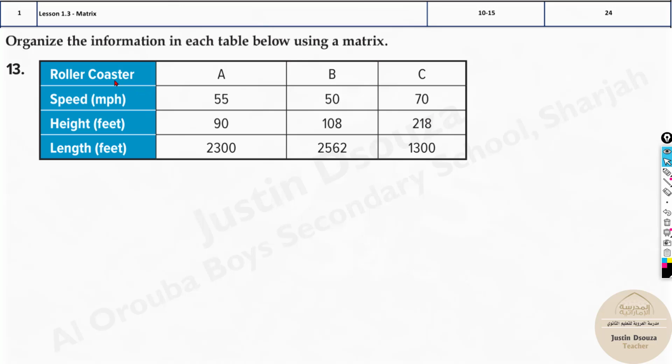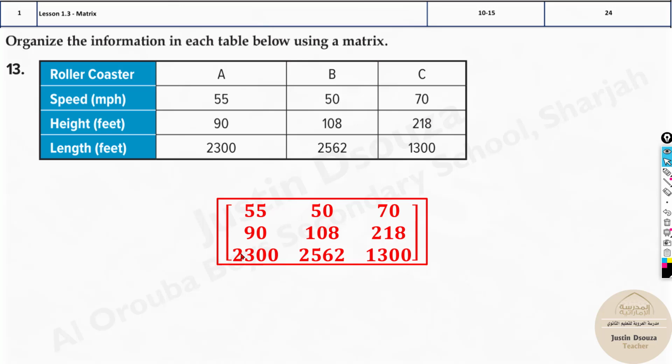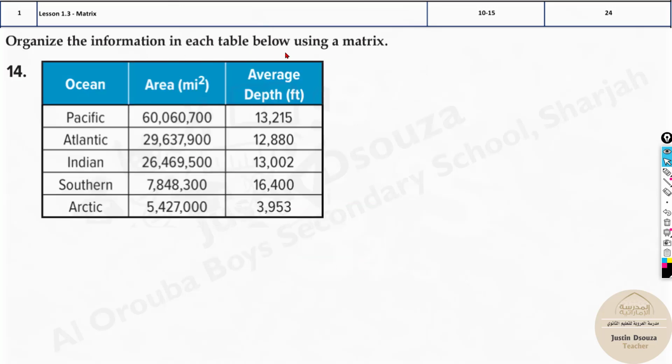Now we have to organize the information in each table below using a matrix. Now this is very straightforward and silly problems. I mean, silly in the sense there's nothing much in this, okay? All you need to do is write all these numbers in a matrix form like this. That's the answer. Because they didn't ask you to interpret anything. They just told you to write in a matrix. That's the answer. Even over here, it's the same thing. Just write it in matrix.